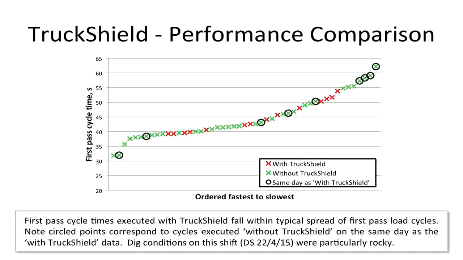And so it's a set of cycles collected over probably the period of a couple of days or a day and a half, ordered from fastest to slowest. So a swing cycle is the time it takes the machine to remove itself from the face and swing across to the truck. And the time it takes, of course, depends largely on two things: where the truck is and how hard the operator drives.